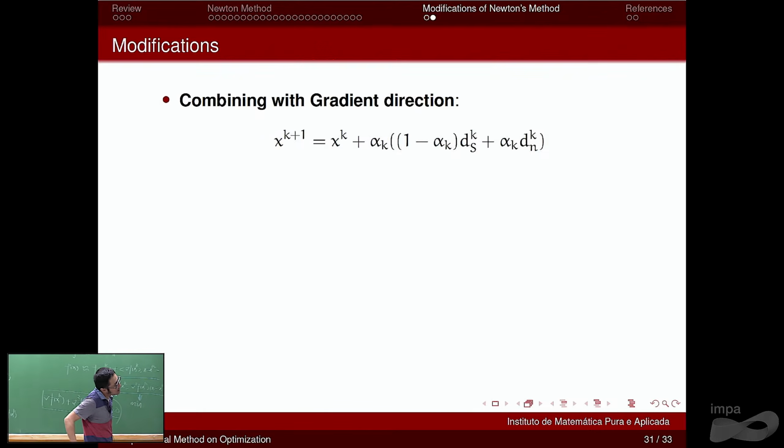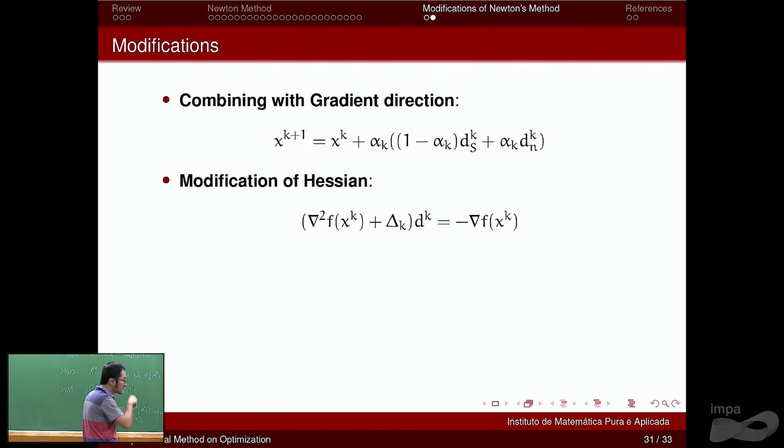The first is you can combine with the gradient descent method, okay? Sometimes the Newton method may not be well defined or it may not be a descent method. But if you combine with the descent direction, here d_s is the gradient descent direction, and d_Nk is the Newton direction, then you can get a method which has global convergence and requires weaker assumptions. Of course, this combination is not unique, okay?